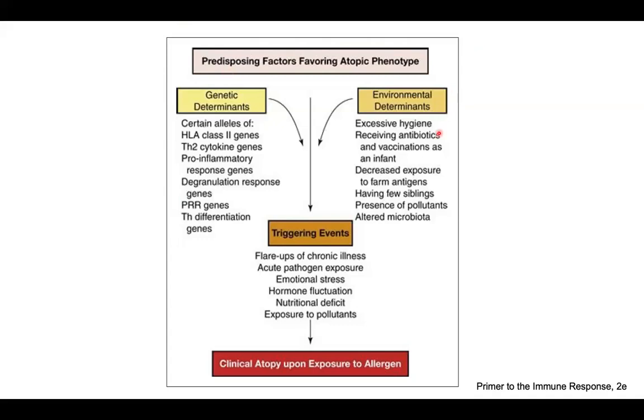The environmental determinants would include things like excessive hygiene. I think I've already alluded to the hygiene hypothesis, where it's been shown that when children don't have exposure to pathogens in their early life, this predisposes them to developing T helper 2 responses. I think they've done trials or cohort studies where they followed up children, majorly in New Zealand, comparing children who grew up on farms and those who grew up in the cities.